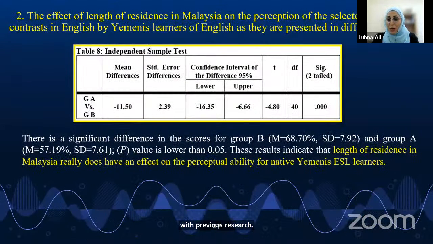Even though in both groups, those with short residence and long residence in Malaysia, they could perceive the phonemic contrast not present in Arabic, the difference was clear between them in terms of the initial and final positions. So for both questions: whether the different context of phonemic contrast makes a difference in the perceptual ability, we say yes. And whether the length of residence in Malaysia makes a difference in the perceptual ability, we say yes.